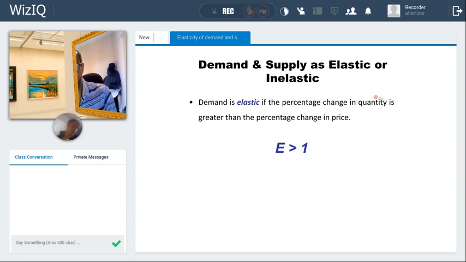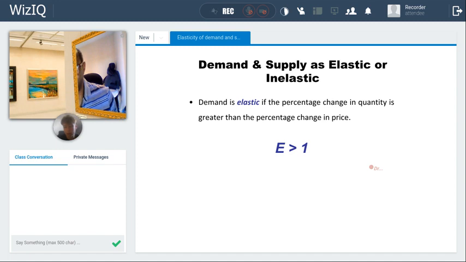So looking at that, look at this statement. What is it saying? It's saying demand is elastic if the percentage change in the quantity, which is at the top, is bigger than the percentage change in the price. Which means the elasticity of demand is going to be greater than one. Therefore, it's elastic.